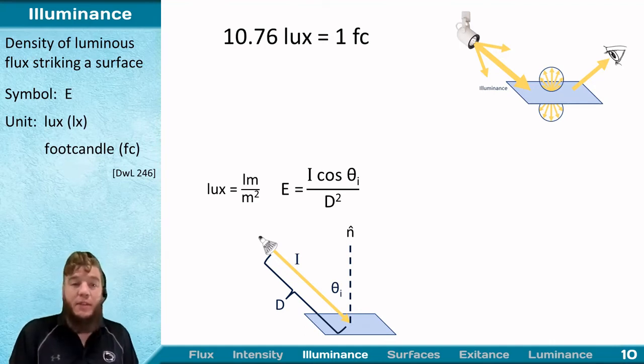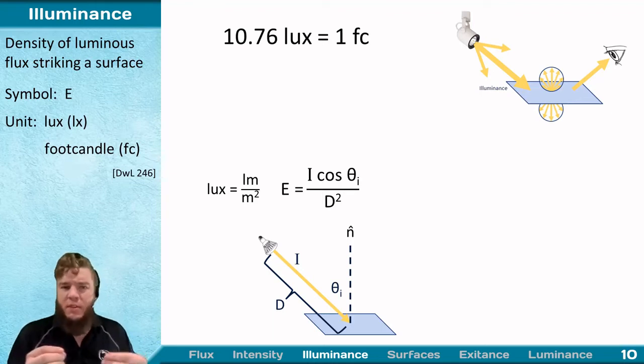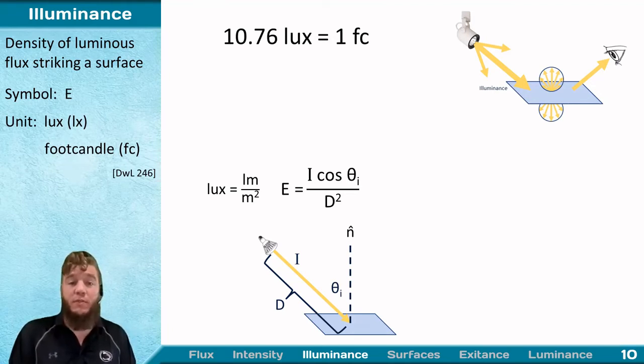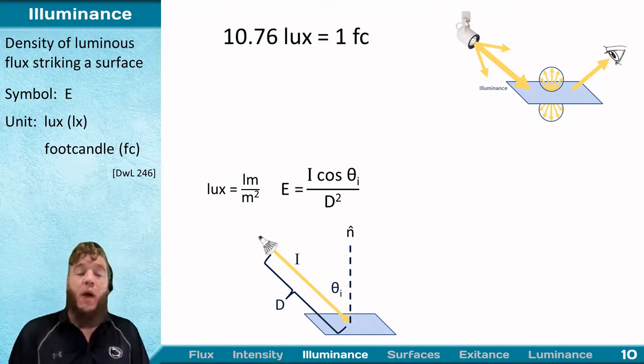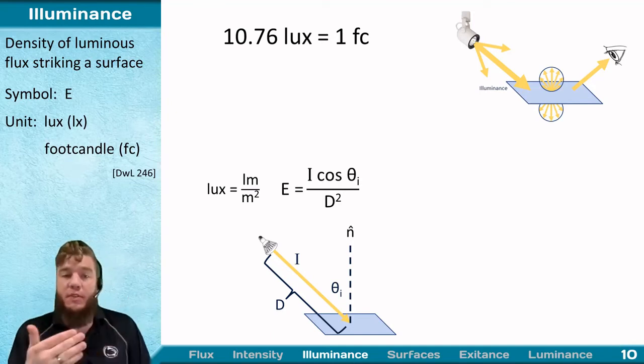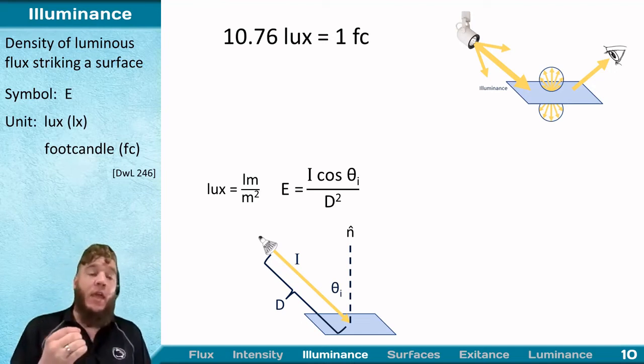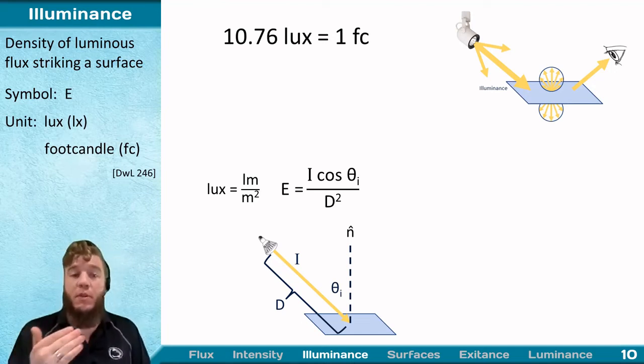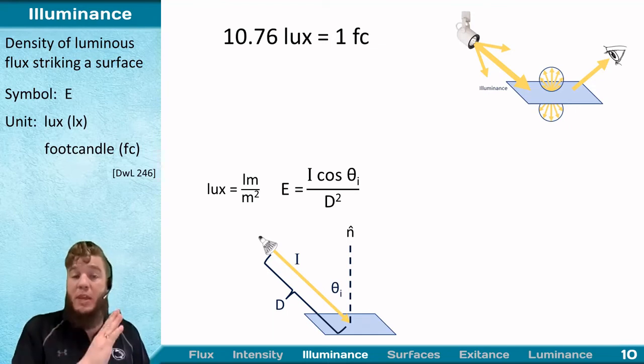So let's take a look at the dimensions of this equation real quick, because I think dimensional analysis really gives us a lot of insight as to what these values really mean. On the left side of the equation, here we have E, or illuminance, which in this case we'll call lux. And lux breaks down to lumens per area, or lumens per meter squared.